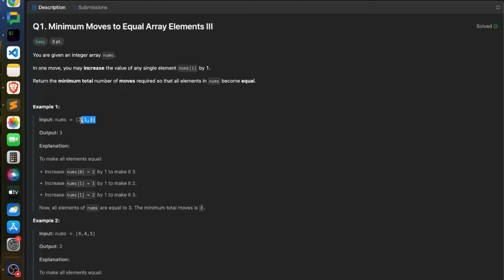So we have to make all the elements of the given array equal. For example here, 2 1 3. Since you can only increase the number, the minimum number of moves required is to make all the numbers equal to the maximum element. Here, you make all the elements equal to 3. To convert 2 to 3 you need one move, and to convert 1 to 3 you need two moves. So in total you have to make three moves, 2 plus 1.